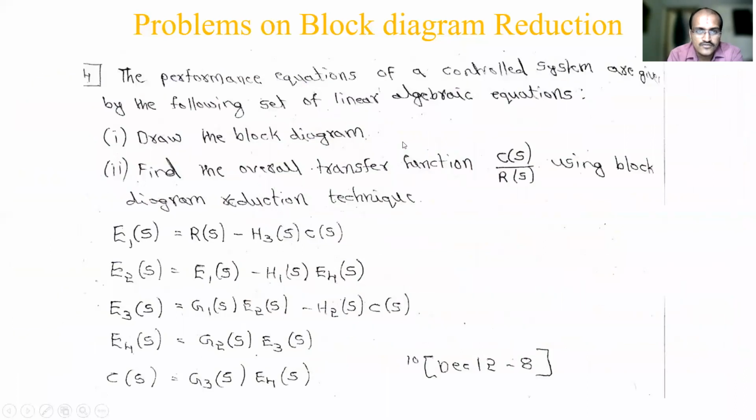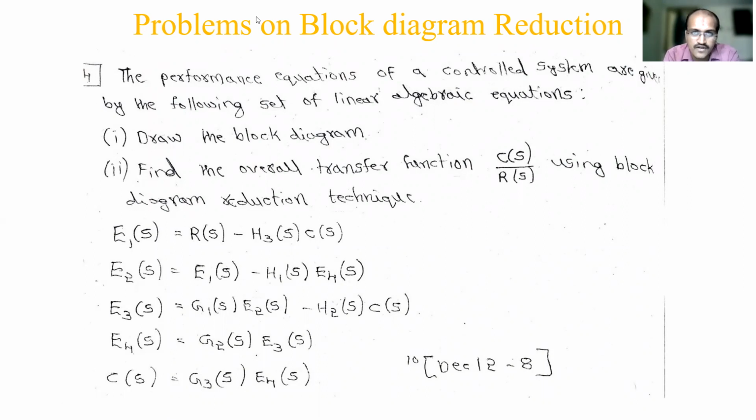Okay, note down the question, just read out. The performance equations of a controlled system are given by the following set of linear algebraic equations. These are called algebraic equations, or performance equations, equilibrium equations also they will call. Draw the block diagram, and find the overall transfer function C of S by R of S using the block diagram reduction technique. So just read out the equations you have.